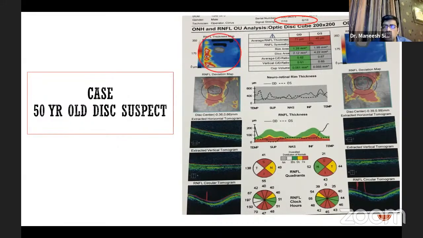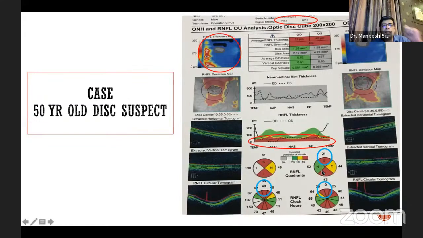The signal strength was okay, but if you see the RNFL thickness map, it is totally blurry. The disc is not clear. It is definitely artifactual. There are motion artifacts. Then you see the TSNIT graph. The graph is actually touching the base. And if you see the actual thickness, it is actually 0, 21.